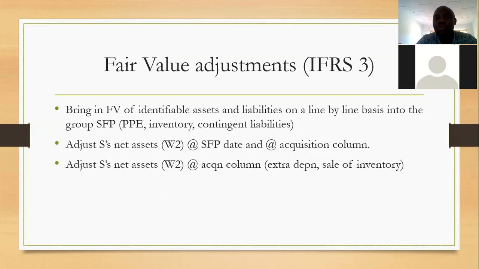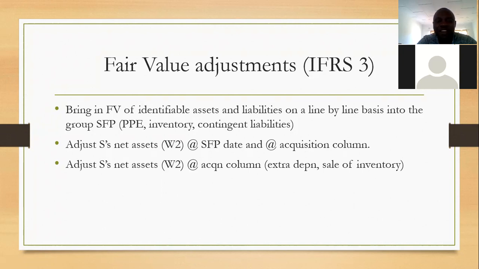So we'll look at the fair value adjustments guided by IFRS 3, which is the business combinations. This is one standard that guides on how we should compute goodwill. So in this case, we are actually looking at fair value adjustments. How do we adjust fair value?